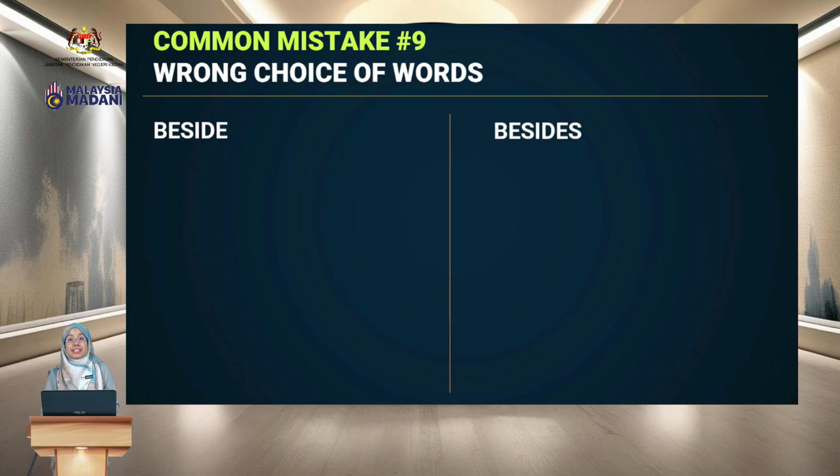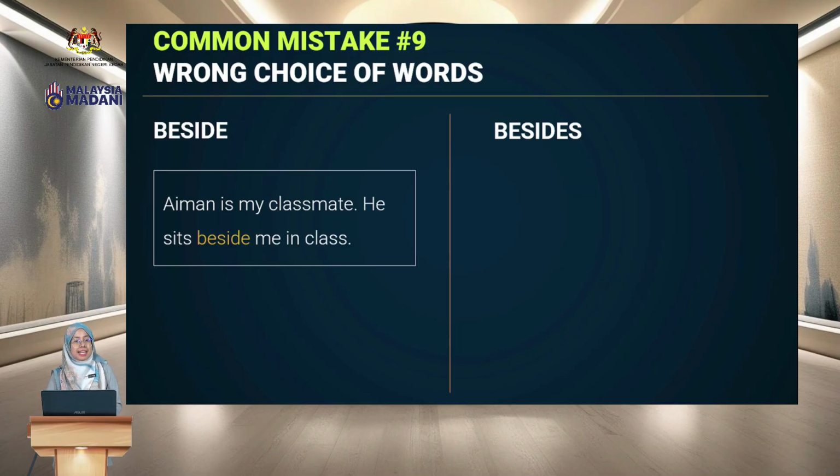Do you know what is the difference between beside and besides? They both have different meanings. So beside, let's look at this sentence. Aiman is my classmate. He sits beside me in class. So here beside means di tepi.